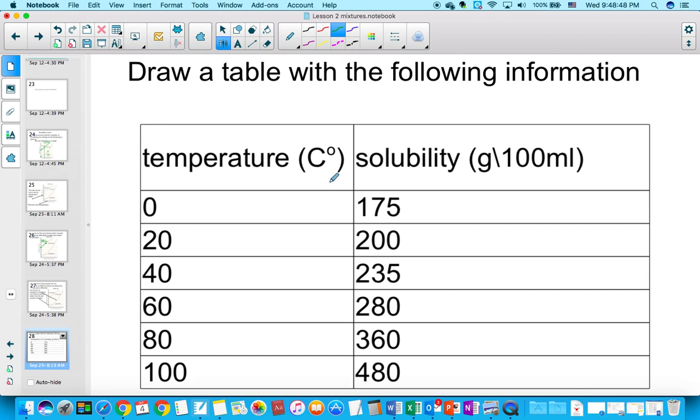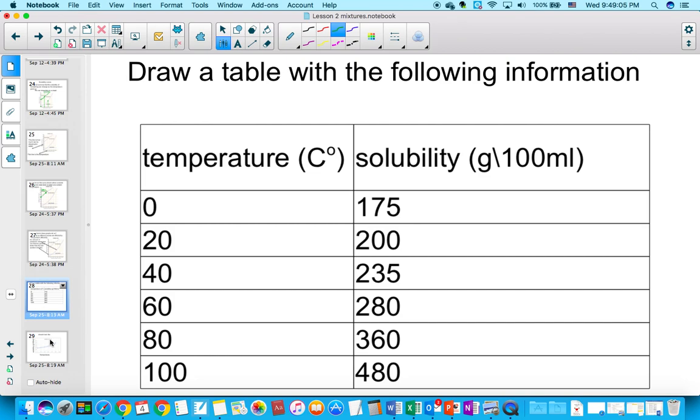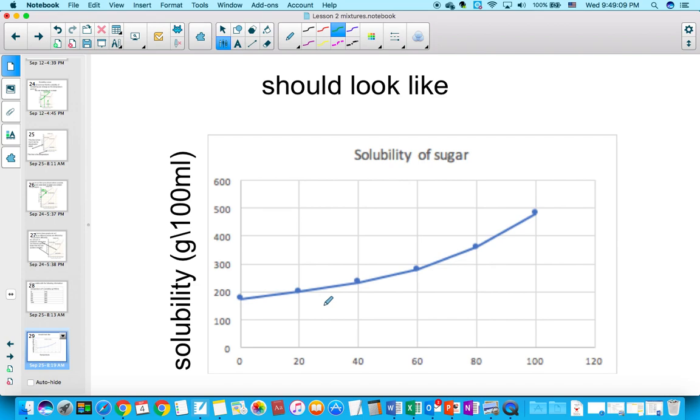So try this. We can try and draw a table with the following information. So you have 0, 20, 40, 60, 80, 100, and try and create a solubility curve that looks like this, right? So from this table, draw this table on your notes, and then try and draw this graph, because you should be able to draw a solubility curve. That's what it's called, a solubility curve of a substance.